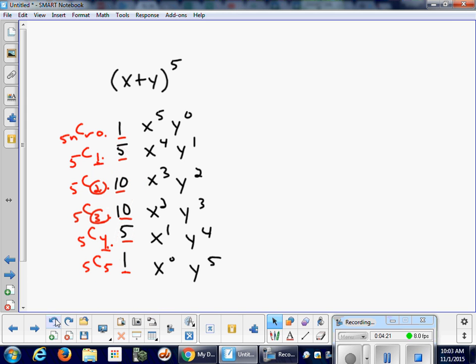A next pattern we should notice. What can you tell me about these two exponents? The exponents always add up to 5.